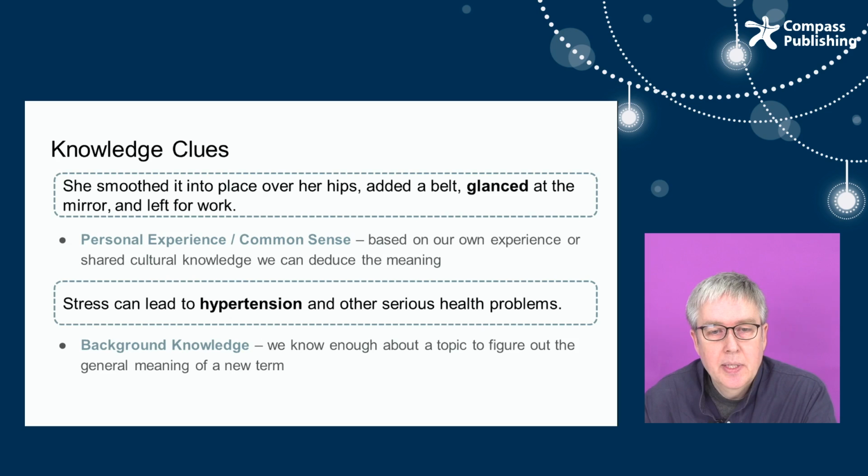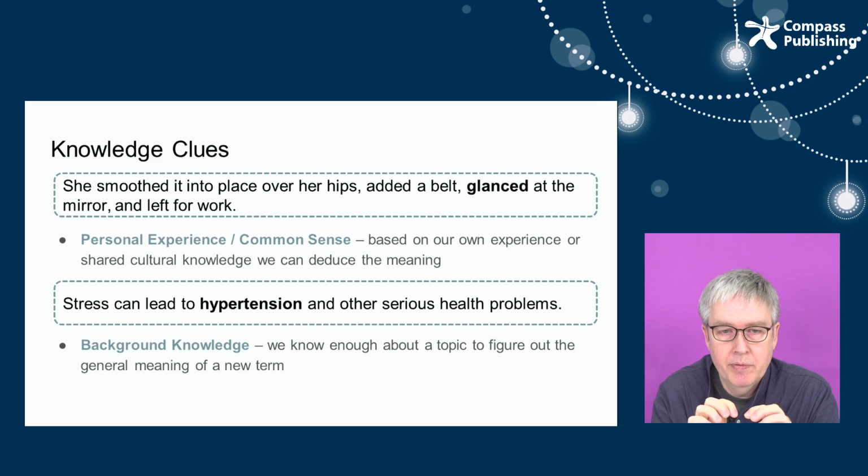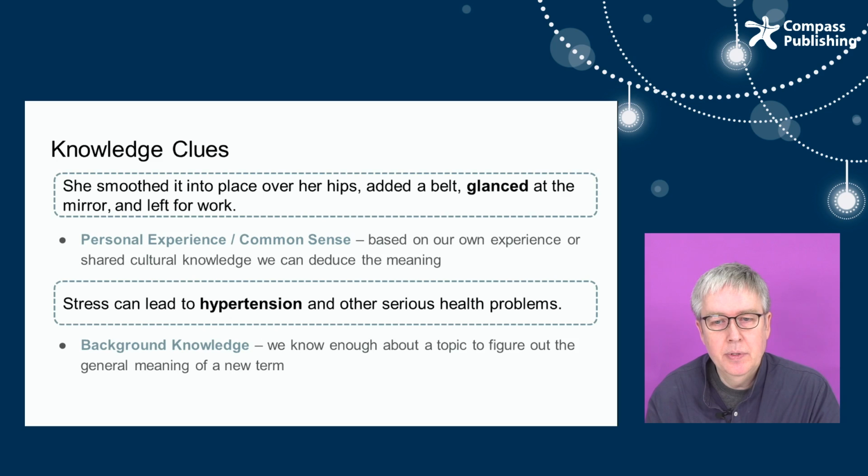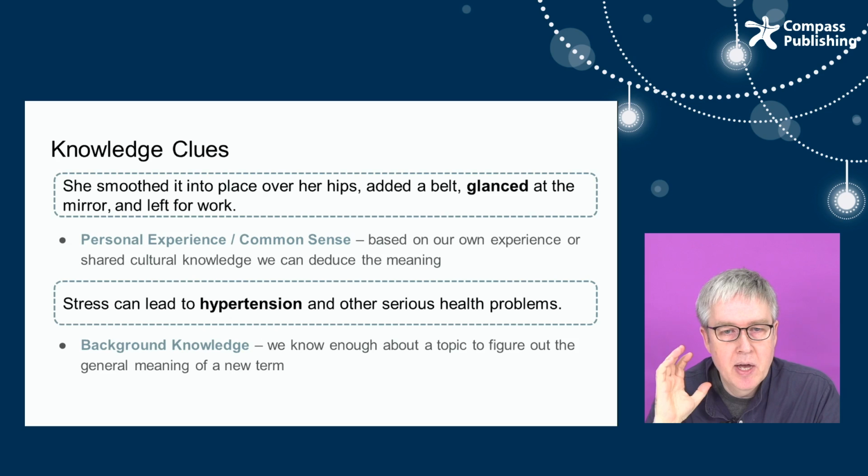Okay, the last type of clue is knowledge clues. We talked about structure clues. Structure means the part of speech or the form of the word, the morphology of the word. We talked about context clues, words around the unknown word that can help us understand the meaning in some general way. The third type is knowledge clues. What does that mean? That means things in our own personal experience or our general knowledge that we have as we approach a topic that help us to understand the meaning of a new word.